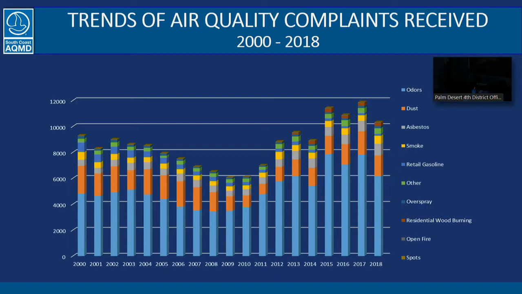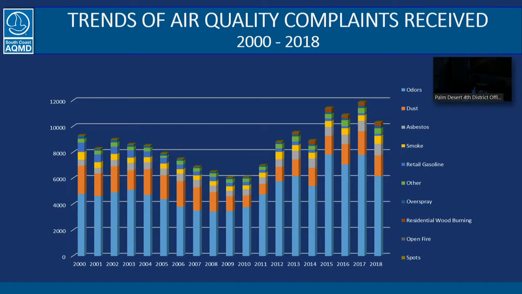Using the graph, as you can see in the blue band, the majority of our complaints are odor-related. Last year, we received about 6,000 complaints out of the 10,000. The second highest number of complaints we receive are for dust-related issues. Then moving up the graph, you can see asbestos comes in third, then smoke, overspray, and then this other category, which is just the conglomerate of different other activities.